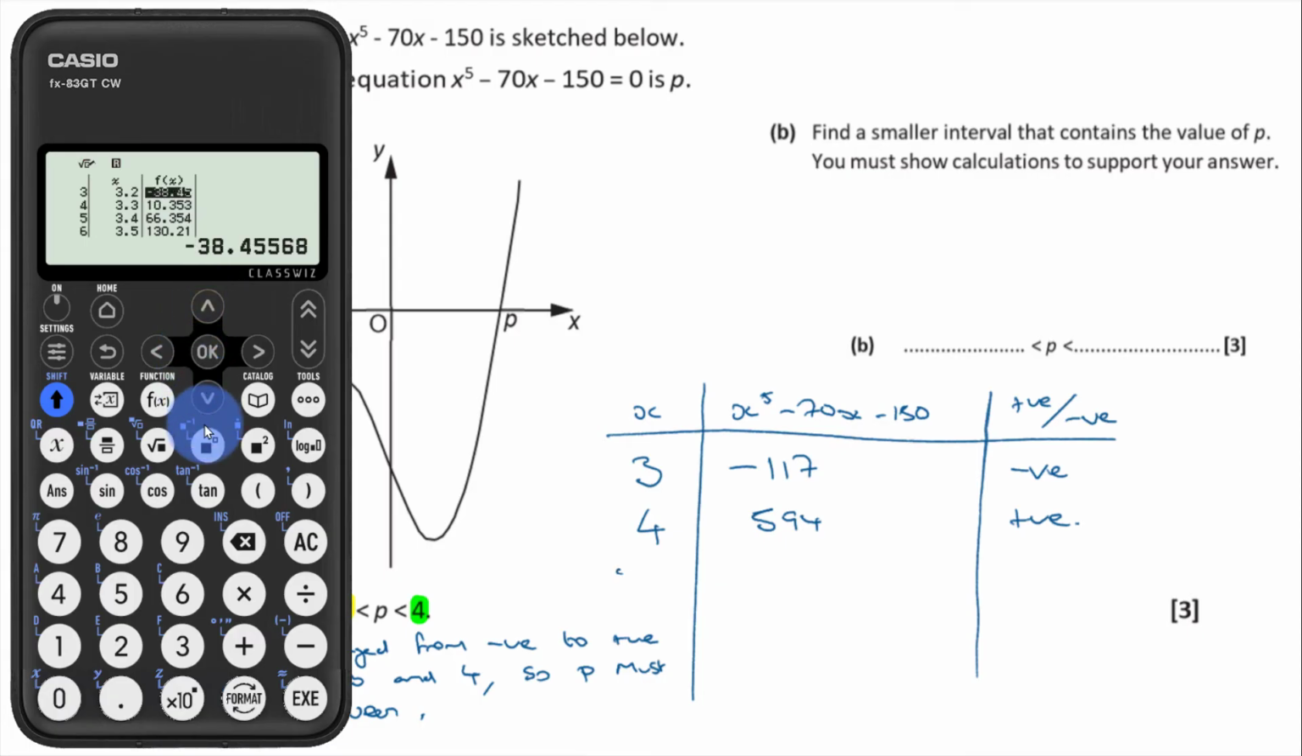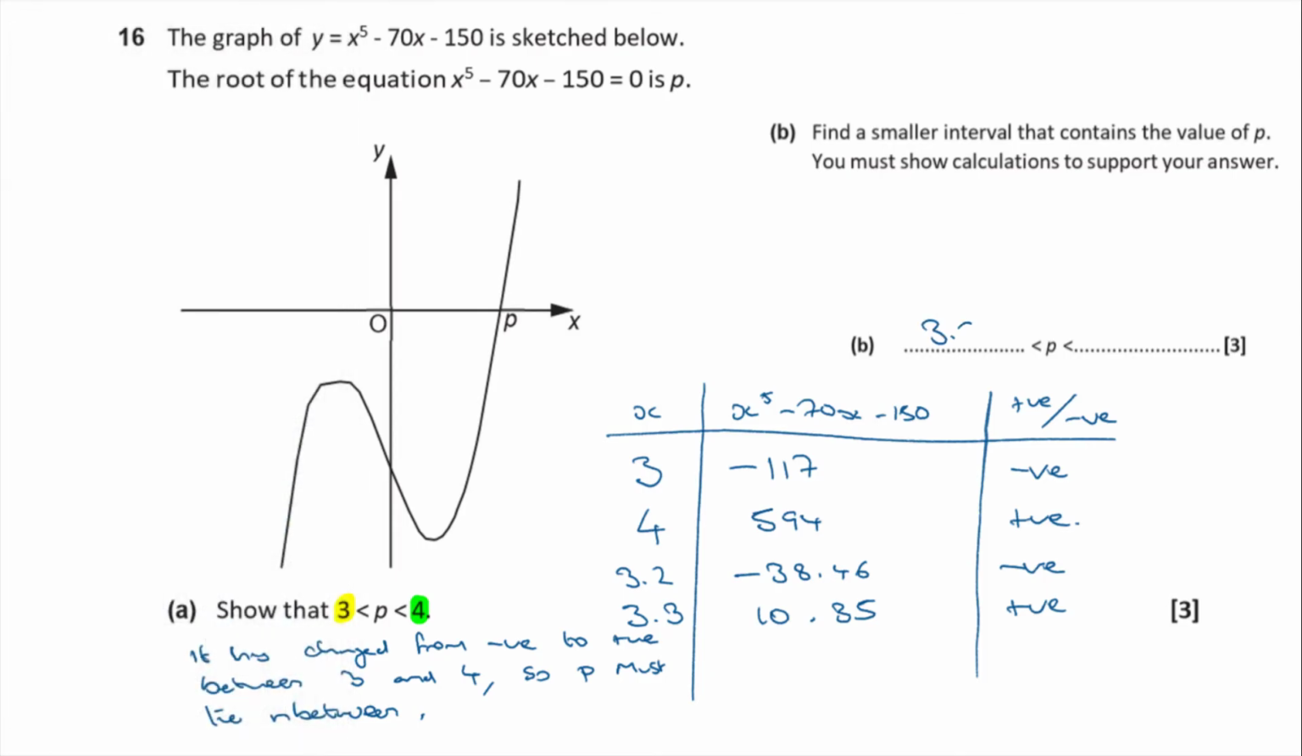So I'm going to write 3.2. At 3.2 it was minus 38.45. Well, I'm going to round it up to 46, I guess. And that is negative. And then for 3.3, it's gone up to 10.35, which is positive. So then P must lie between 3.2 and 3.3.